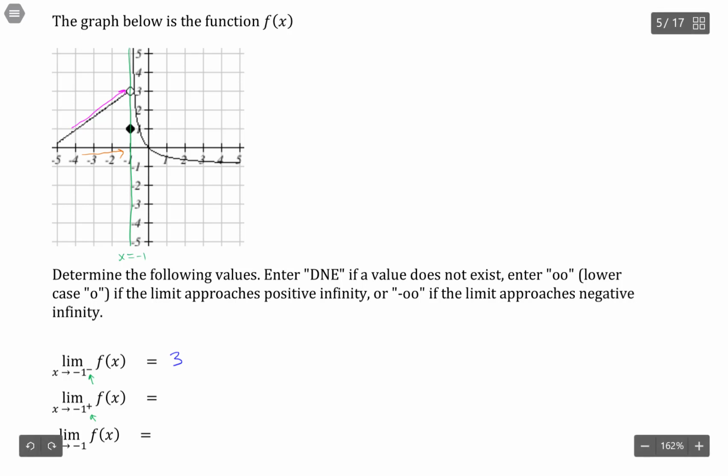The limit from the right, so I start approaching -1 from the right. Well, then we observe what's happening to the y values coming from the right-hand side. As we go to -1 from the right-hand side, the y values are going to positive infinity.